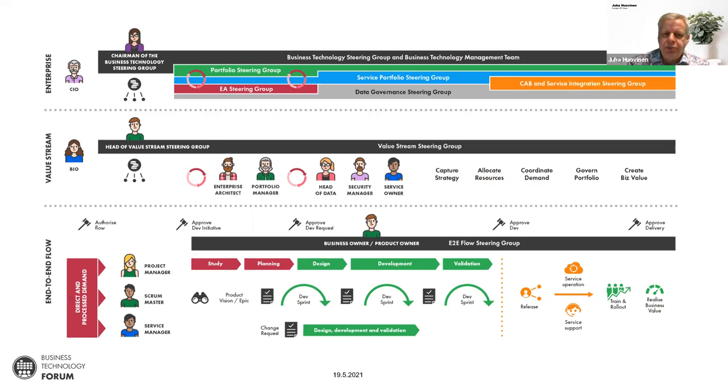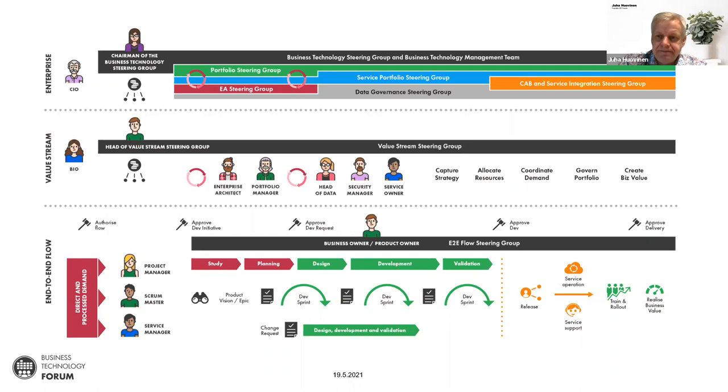We have clearly defined roles. And once you need a certain resource or decision, then you go up to the value stream level to ask for that. And then the highest level, the enterprise level, provides the guidelines, and it allocates the resources, let's say financial resources, for the value streams, which allocate them for the end-to-end flows. So this is quite a busy picture you can find on the public website, where it's explained, and it explains the three levels of governance.